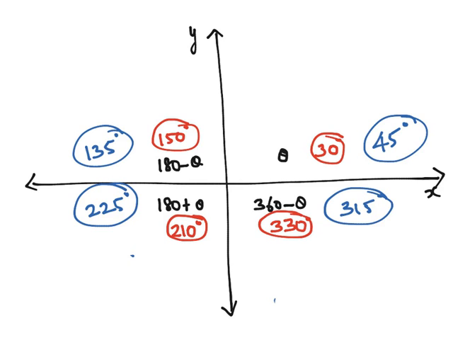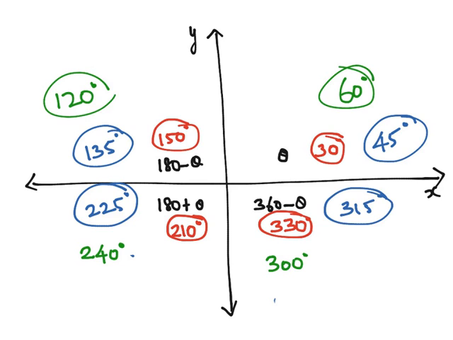Now let us take the next standard angle, let's say 60 degrees. The first quadrant is 60 degrees, the second quadrant is 180 minus 60 is 120 degrees, the third quadrant is 180 plus 60 is 240 degrees, and the fourth quadrant is 360 minus 60 is 300 degrees. Again, these four angles form a group. Now let us recollect what we learned. 30 degrees, 150 degrees, 210 degrees and 330 degrees will form a group.